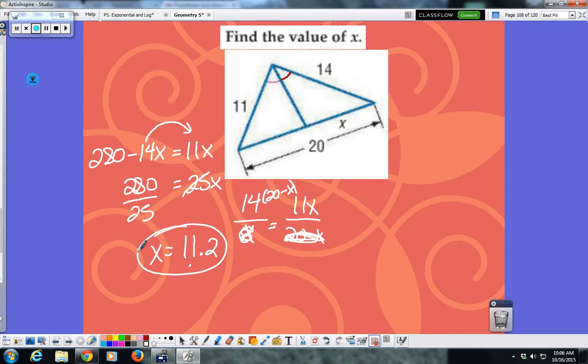Any question? That is not drawn to scale. And honestly, it should be kind of obvious it's not drawn to scale. As soon as you see this 14 and this 11, that kind of shows you that's off a little bit. Yeah, not drawn to scale.